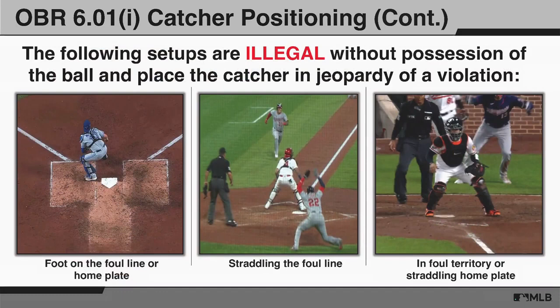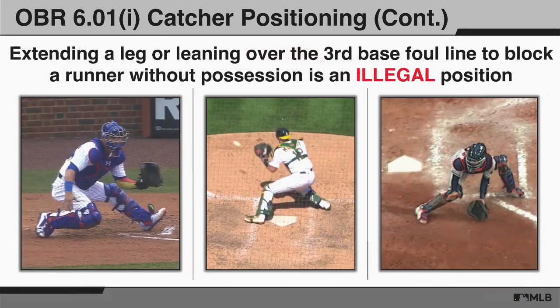In these photos, look at the illegal position of the catcher. In the lower left-hand corner, you can see where the catcher is in foul territory with his left foot. In the middle photo, you can see where the catcher is straddling, which is illegal without possession of the ball. In the lower right-hand corner, the catcher, once again, is in foul territory, straddling home plate. These are all illegal positions.